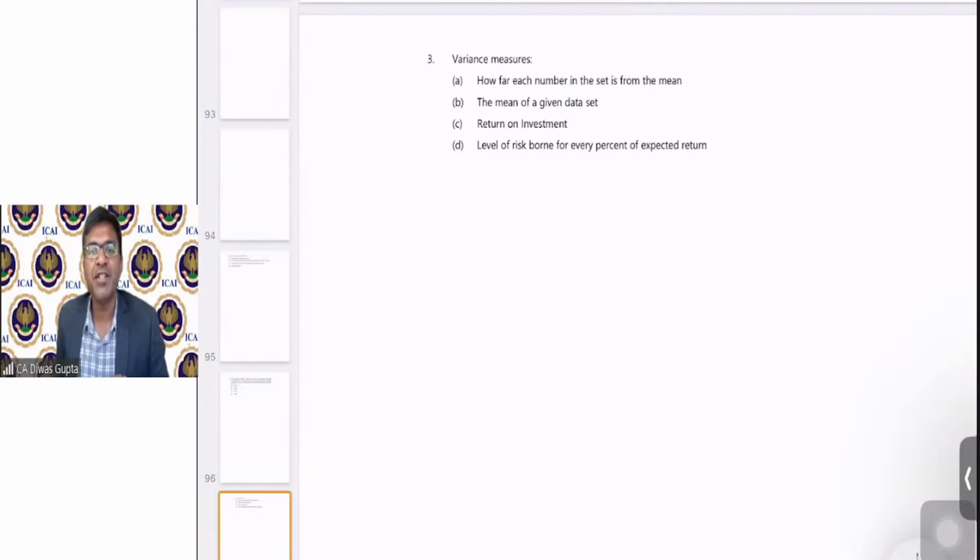So variance measures, what is the correct answer? We just now discussed how far each number in the set is from the mean. The options: the mean of a given data set, a return on investment, level of risk borne by every percent of expected return.